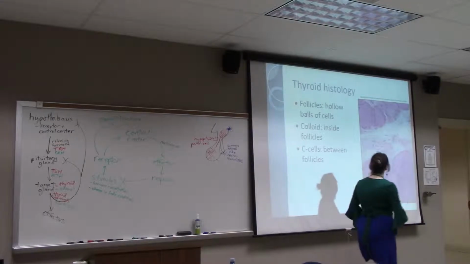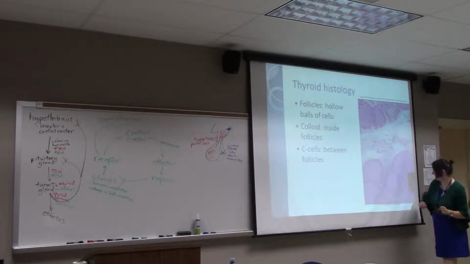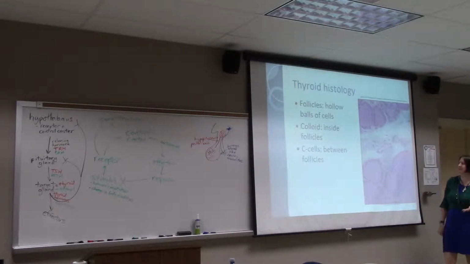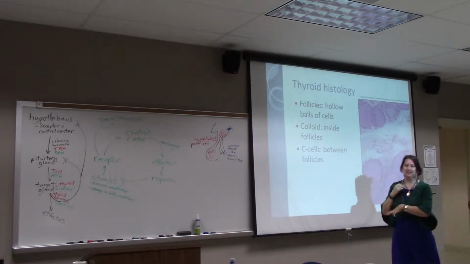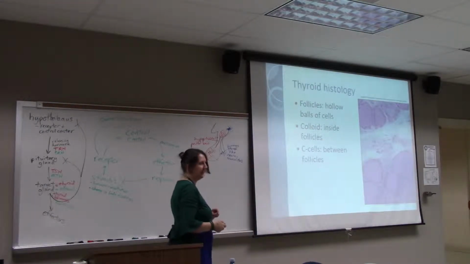Then there are some cells between the follicles. I think that's a couple of them up there. There's some here. Those are called C cells, and they're going to release different hormones. And we'll see these today in lab.